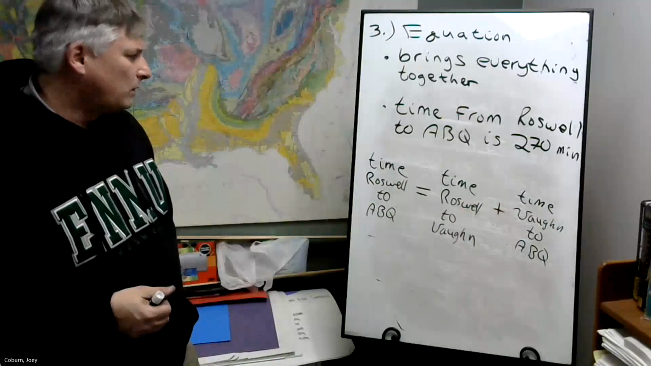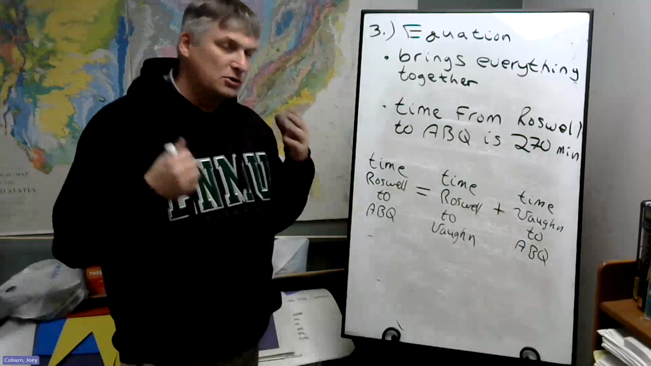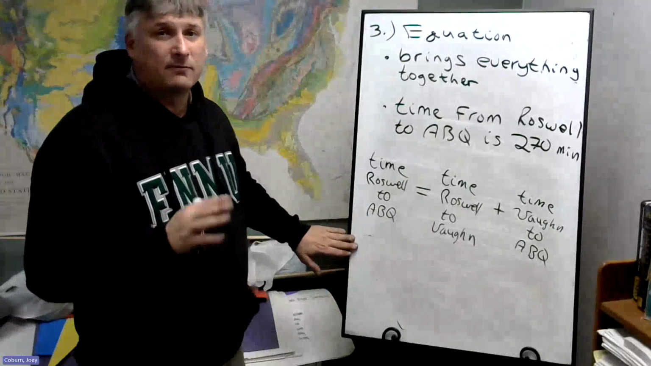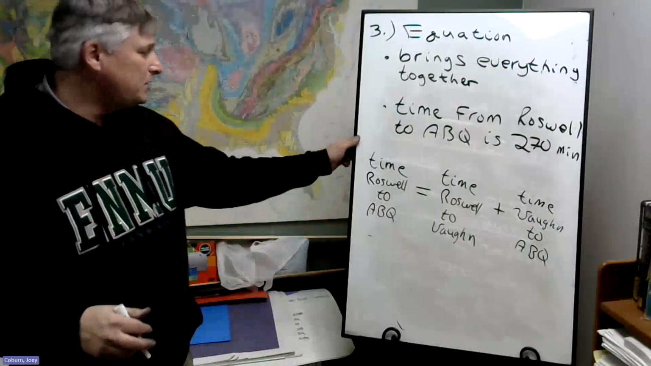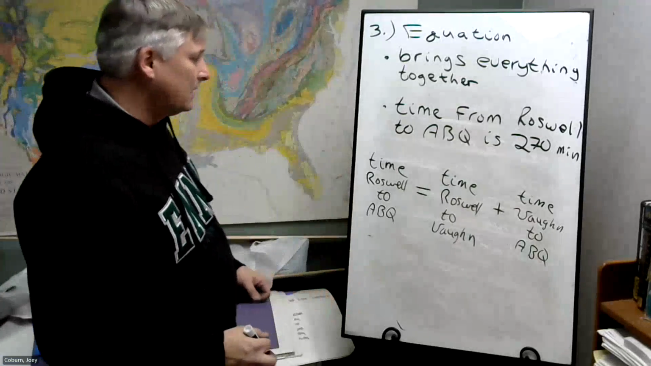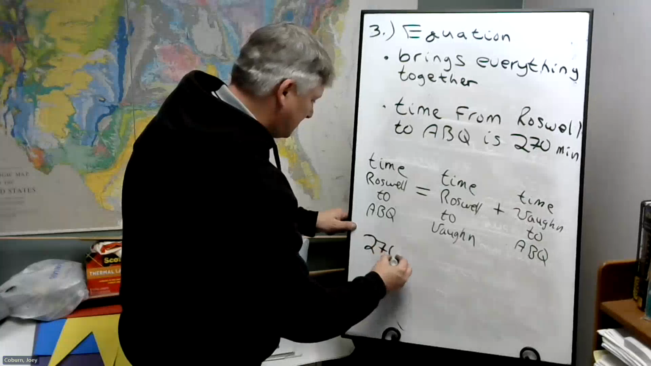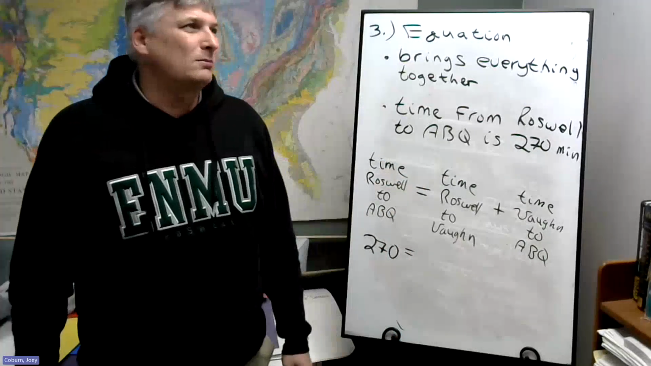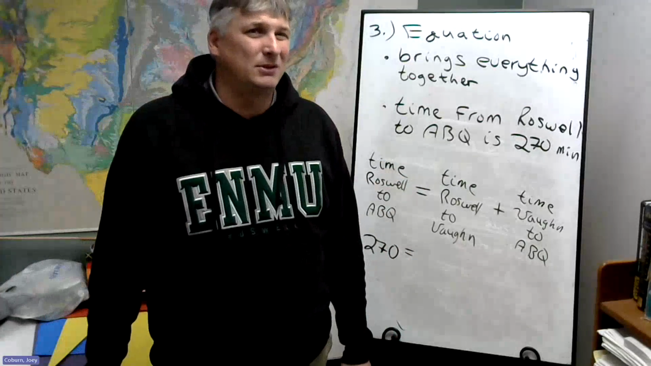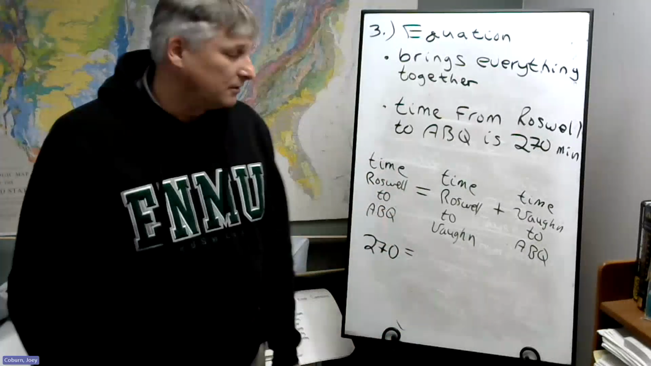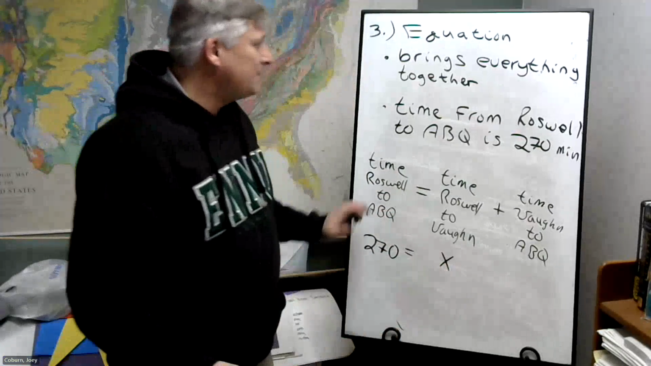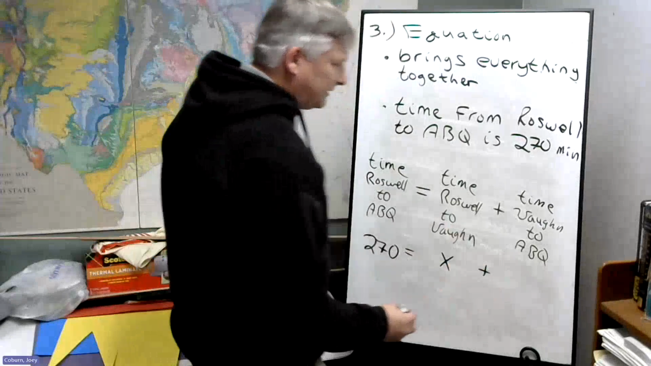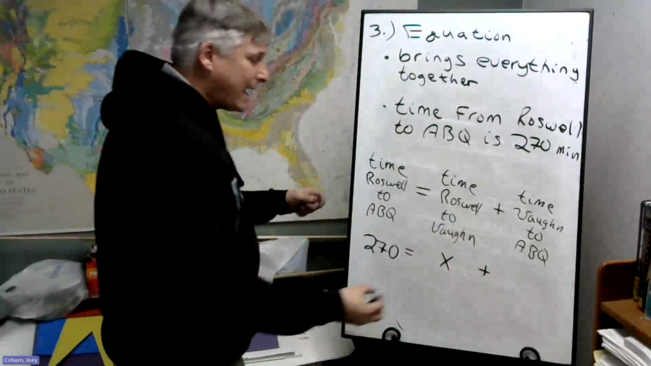Now, let's fill in our knowns and our unknowns. This is the overarching relationship for this problem. So what do we know about the time from Roswell to Albuquerque? Well, that's 270 minutes. Okay, well, what about the time from Roswell to Vaughn? Well, we've worked with that in step 2, and we just called it X. That's fine. X is what we got. In this step, we're working with both the knowns and the unknowns. And finally, that time from Vaughn to Albuquerque, we call that capital T.